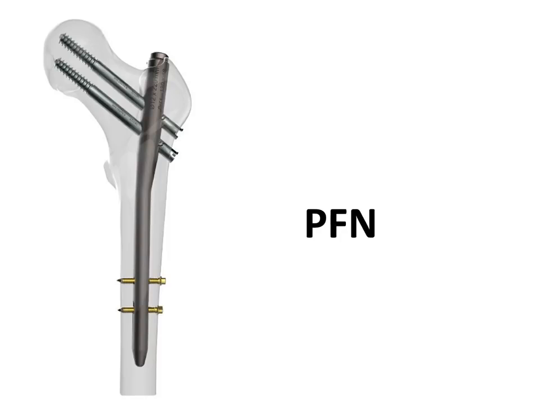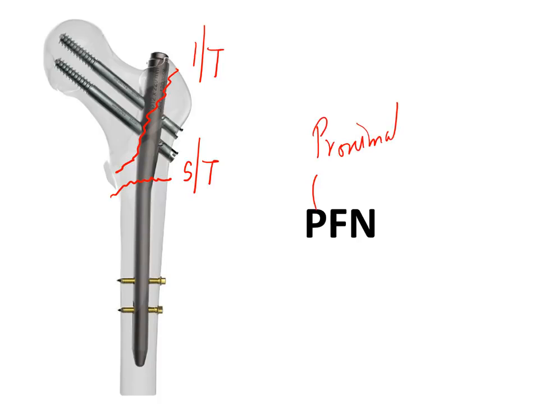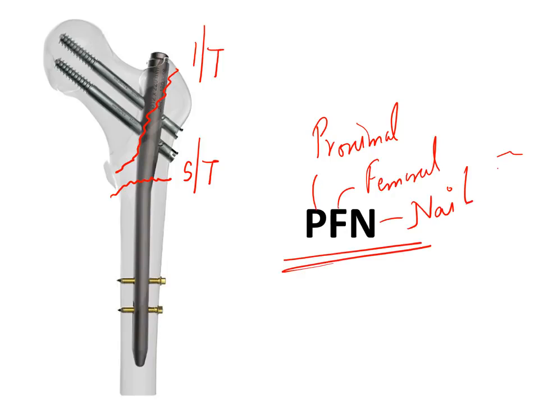Nowadays, for the proximal femoral fractures, specifically the intertrochanteric or the subtrochanteric fractures, we have the fixation called the proximal femoral nail, because it's in the proximal part of the femur. This has replaced dynamic hip screw practically for intertrochanteric fractures in today's world.